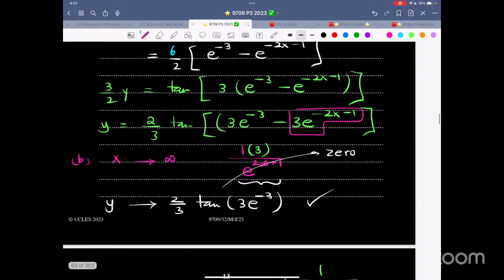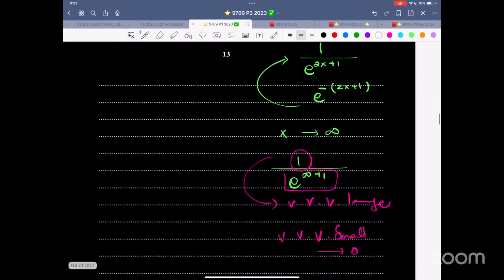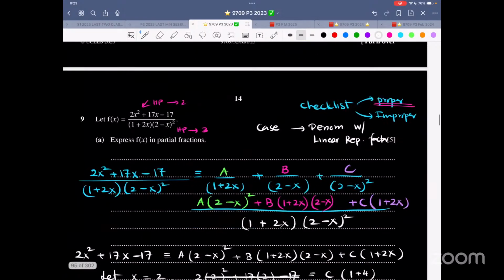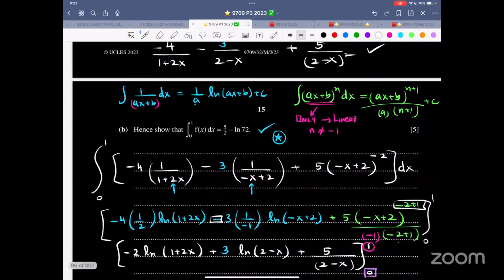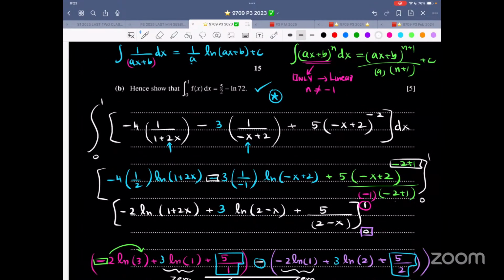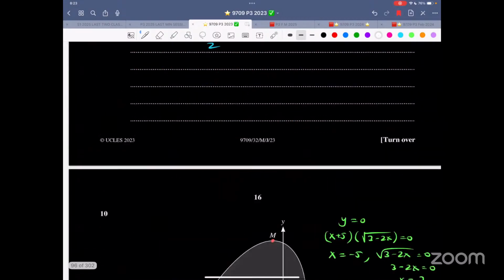So this thing is gone. And what am I left with? I'm left with 2/3 tan of this thing. That is the answer for this particular part. So that thing is done. This is partial fraction, basic stuff. Let's look at the integration. This integration is also basic, nothing special.